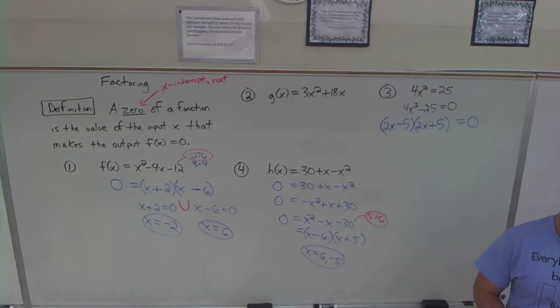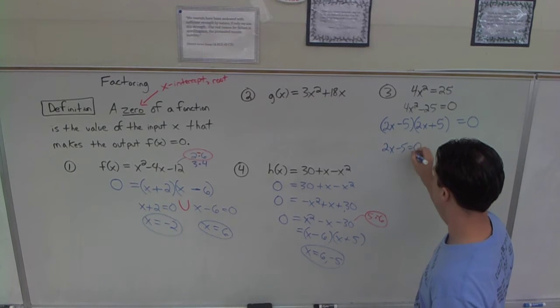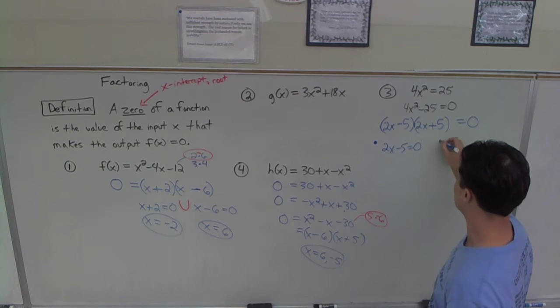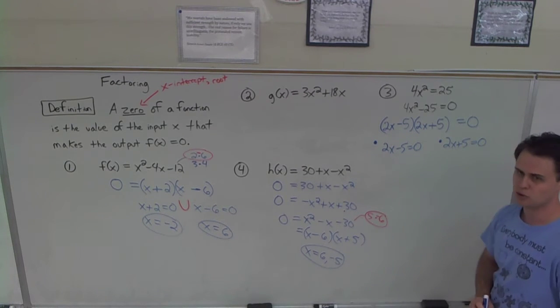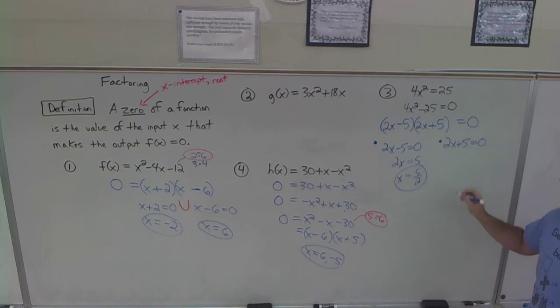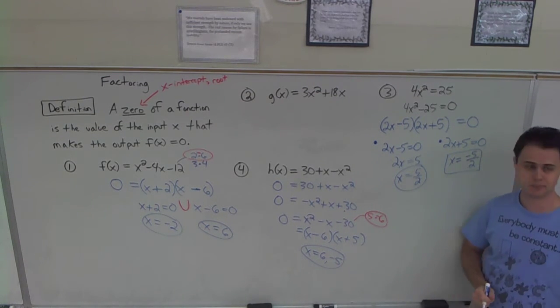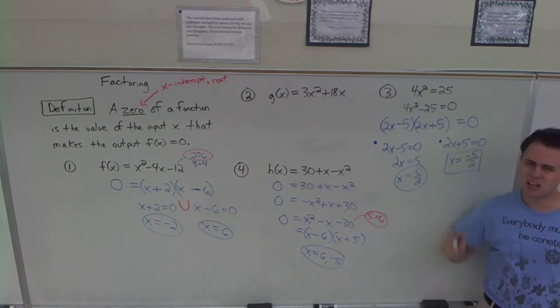Factor. Done deal. So we've got 2x minus 5 equals 0 as one, and we've got 2x plus 5 equals 0 as the other. Those are both two-step equations, so you get 2x equals 5. That's 5 halves, or 2.5. And the other one, by symmetry, will be negative 5 halves. Or you can do it the longer way. Okay? So that one you can't do difference of squares.